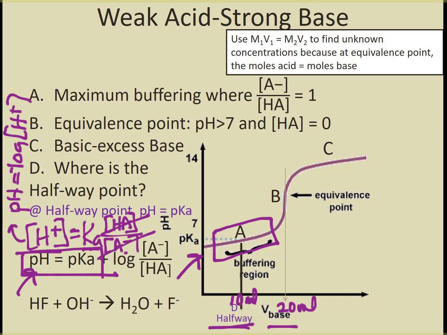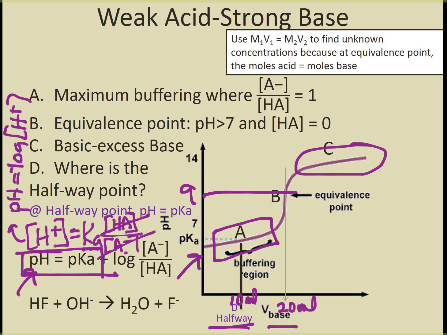At B, that's your equivalence point. Notice for a weak acid, strong base, I'm going to be a little bit above 7. So maybe I'll say this is a 9. That's my equivalence point, so it's slightly basic. And then note up here, just to make the graph pretty, this is where excess base is. In a lab, you actually wouldn't ever do this. You just stop at the equivalence point.